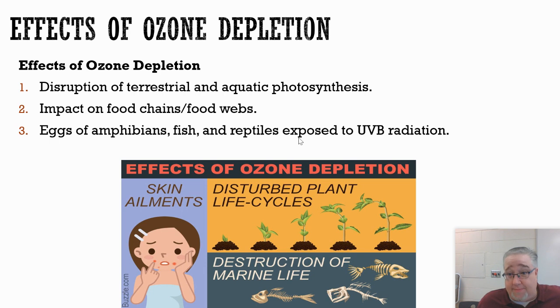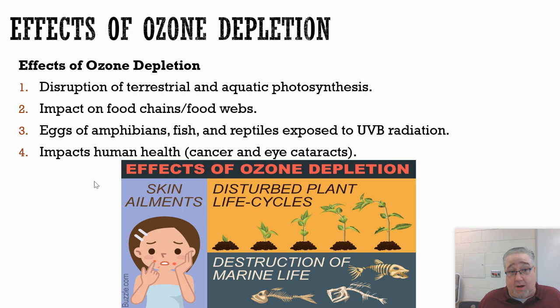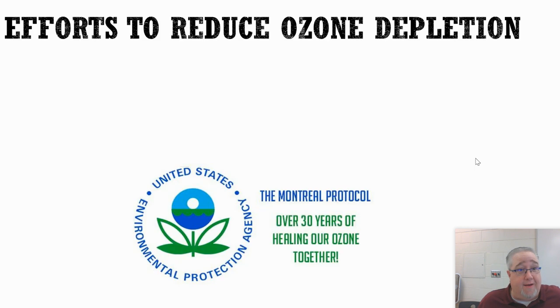Eggs of amphibians, fish, and reptiles. Remember, a lot of these eggs are not hard shell. They're kind of leathery, kind of soft shells. So UVB radiation can actually penetrate through and kill them. These types of species can really be impacted by too much UVB radiation, and it can also impact human health. Not that there's a ton of people who live in the Antarctic, but if this hole becomes bigger and spreads, then we're talking about increased risks of cancers. Cataracts of the eye are caused by too much ultraviolet radiation. So again, these are some major effects.